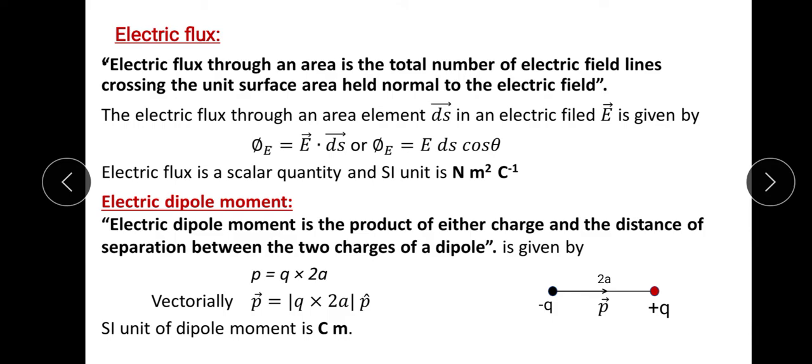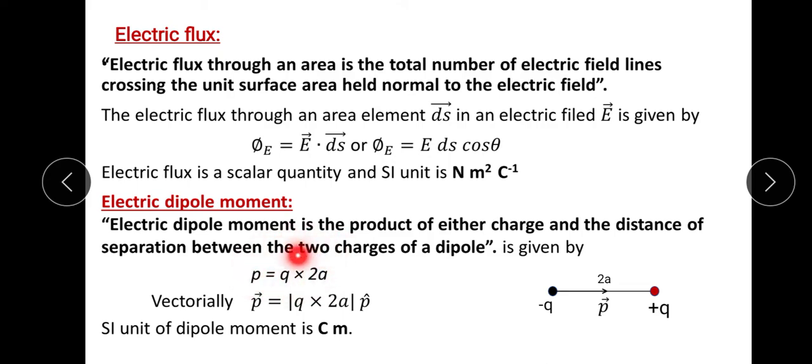Now, what is electric dipole moment? Electric dipole moment is the product of either charge and the distance of separation between the two charges of a dipole. So this is known as electric dipole moment. Charge multiplied by distance. This is a charge, either charge. Okay, and the distance of separation is 2a. Therefore, the dipole moment p is given by q into 2a.